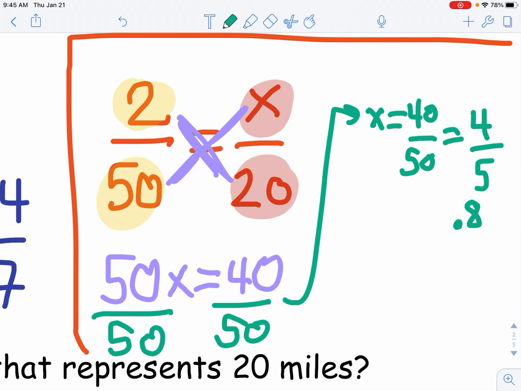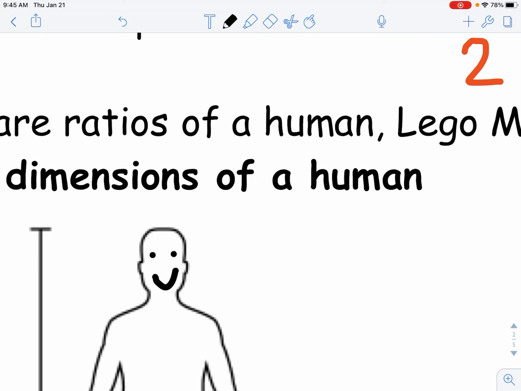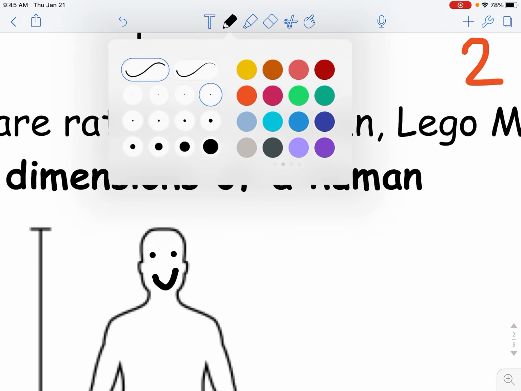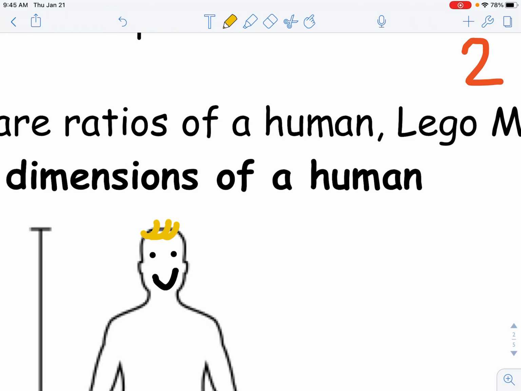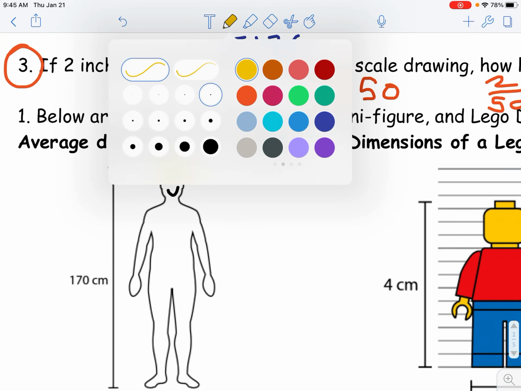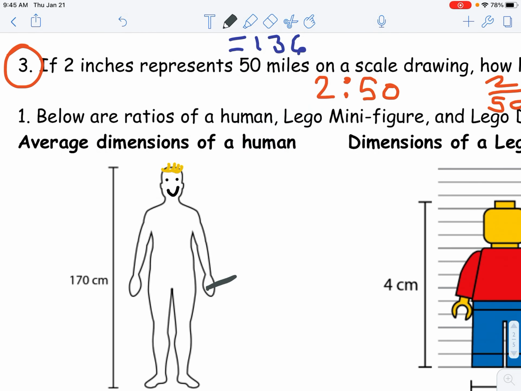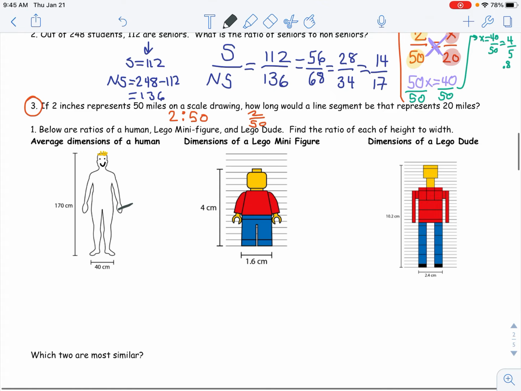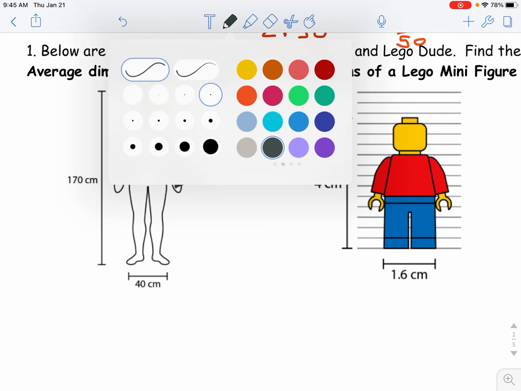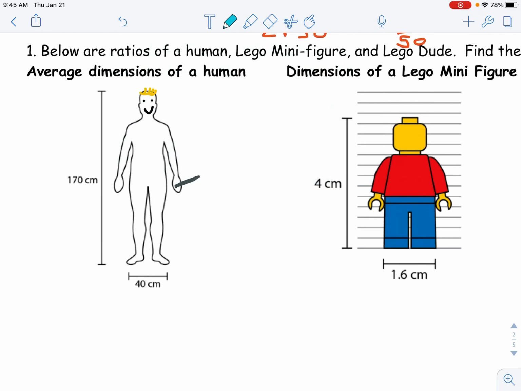Now we're going to practice more ratios. Below are ratios of a human. This is a human being, I'll make it Mr. DeShetler. Here he is smiling, and he's got his nice hairdo. And here he is with his Apple Pencil. He loves his Apple Pencil. What are the ratios of height to width of Mr. DeShetler? We're going to use K for scale factor, but it's height to width.